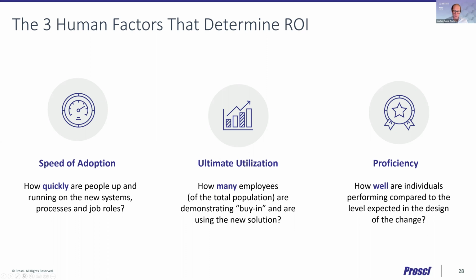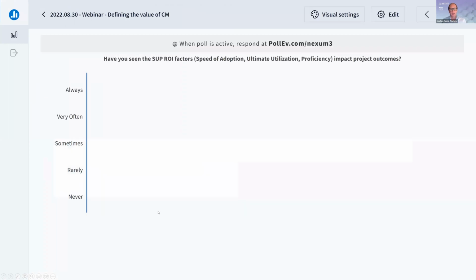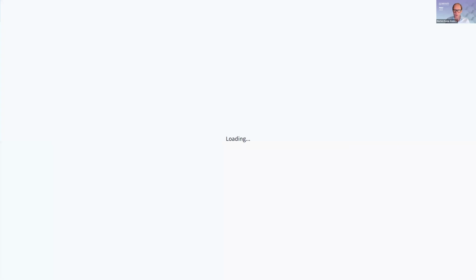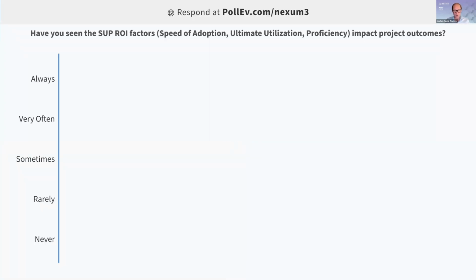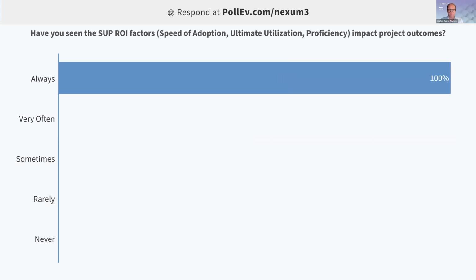So I will engage with you again, ask you a question, grab your browsers or your smartphones. Have you seen any of the sub ROI factors, speed of adoption, ultimate utilization, proficiency? Have you seen any of them impact your project?